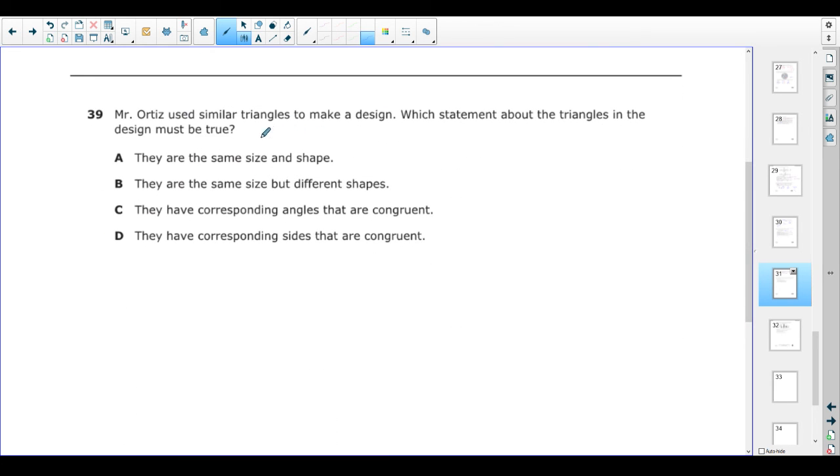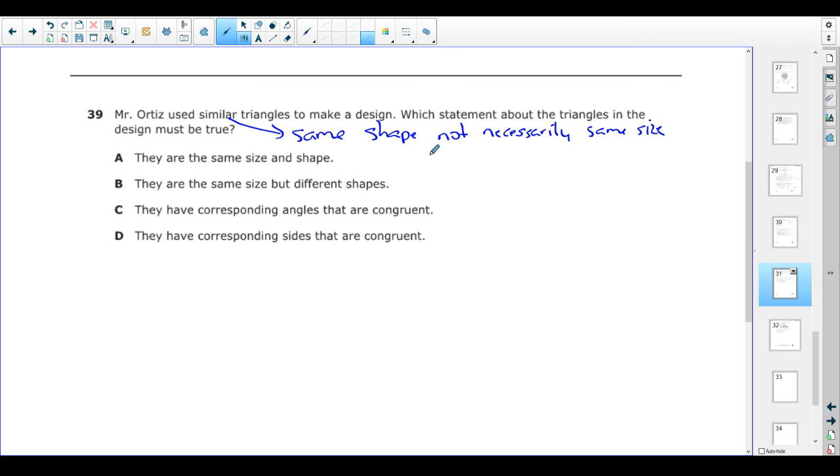39. Use similar triangles to make a design. Which statement about triangles must be true? Okay, so we need to remember, what does similar mean? Similar means same shape, not necessarily same size. Because if they're the same size, they're congruent, which is also a case of being similar. But more often than not, if they mean similar, they mean same shape but different size. But it can be the same.